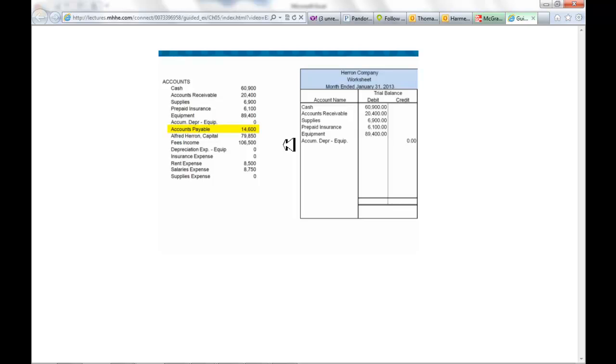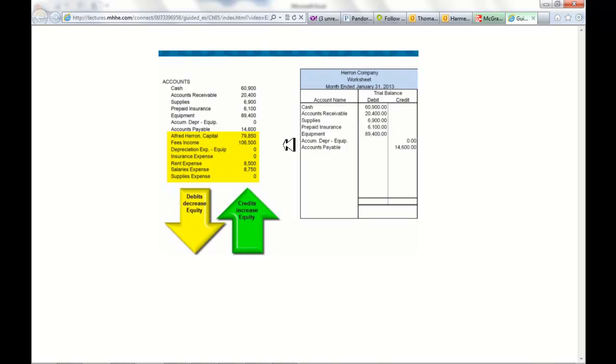Accounts payable is a liability. Liabilities sit on the right-hand side of the equation. They have normal credit balances. The rest of the accounts are subsets of equity. To determine whether they are normal debit or credit balances, we need to look at the impact each item has on equity. Parent's capital account increases owner's equity. It represents the investment by the owner. We increase equity with credits. The capital account has a normal credit balance.